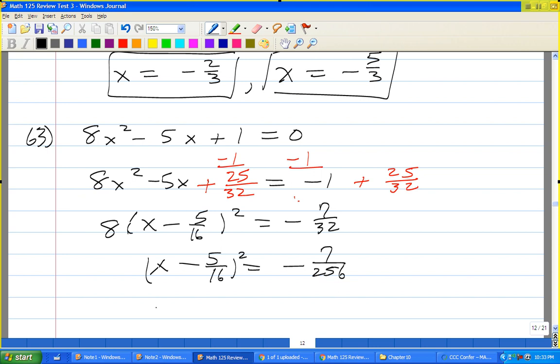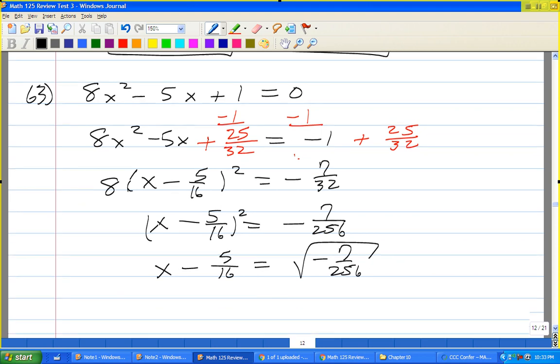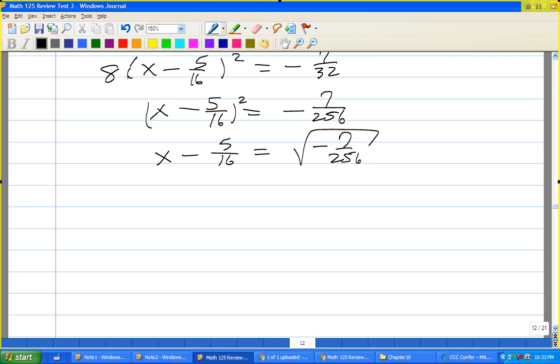Okay. And so, by the square root property, x minus 5 over 16 is equal to, well, if you take the square root of this, you're going to get an imaginary number. So you'll just get an i times the square root of 7 over the square root of 256. The square root of 256 is 16.